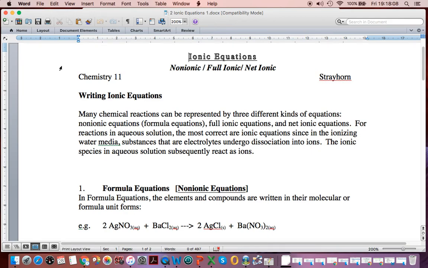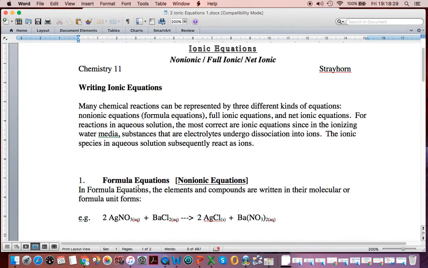Good day. We are looking at this sheet of notes about ionic equations, and we have some interesting terms. We have non-ionic, which is often called formula equations. We have full ionic, also called total ionic equations, and we have net ionic equations. Now, non-ionic or formula equations are ones you've seen before.